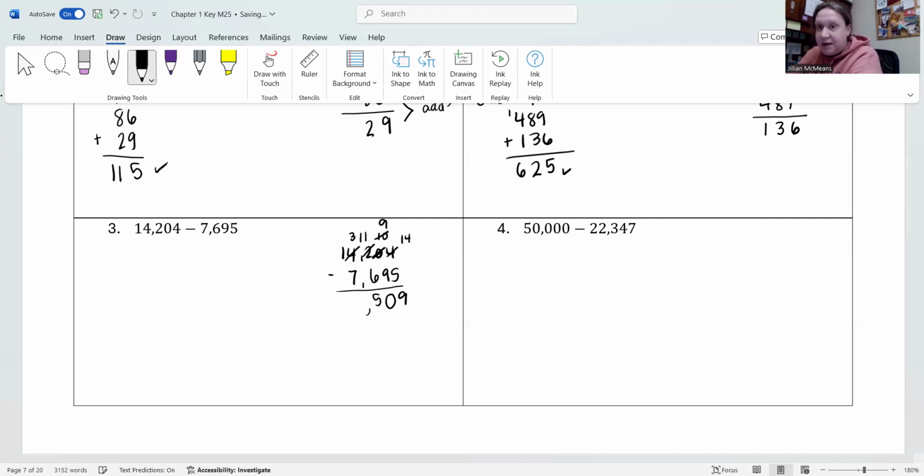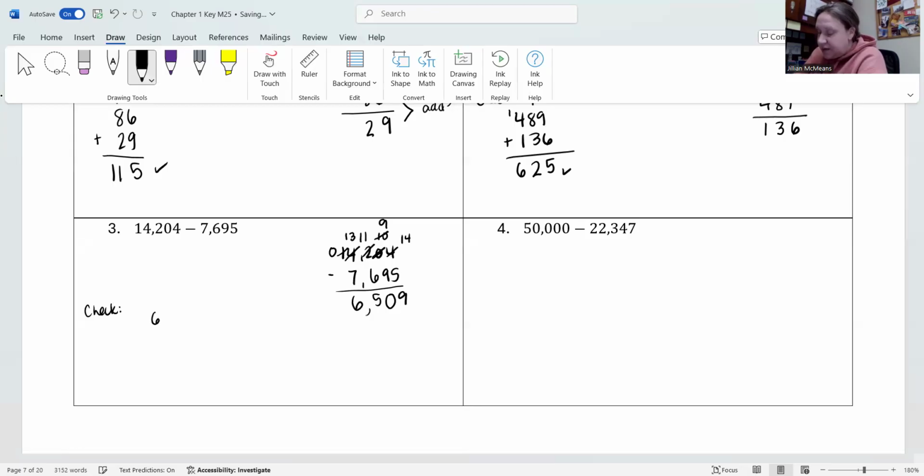And then I've got 3 minus 7, so you can either think of this as 1 and 3, which is 13 minus 7, or go ahead and do the borrowing. It'll be the same thing either way. So I can't take 7 from 3. I borrow. The 1 becomes a 0. 3 becomes a 13. Either way you slice it, you get 13 minus 7, which is 6. So we get 6,509.